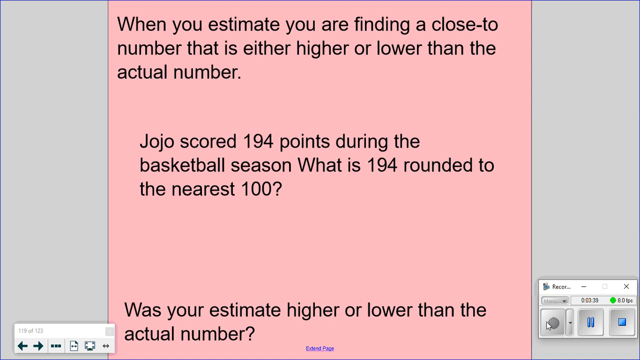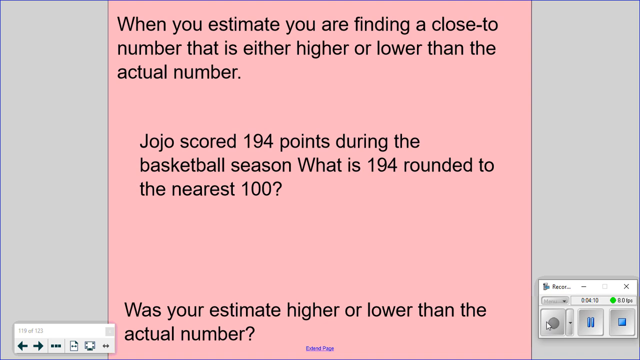If I say that I need to order about 100 pieces of floor, but actually I need 107, is that going to cover my floor? Most of it. It's going to cover most of it, but it's not going to cover all of it. So I need to figure out my estimate and whether or not that's going to be higher or lower than what I actually need or what I actually have.